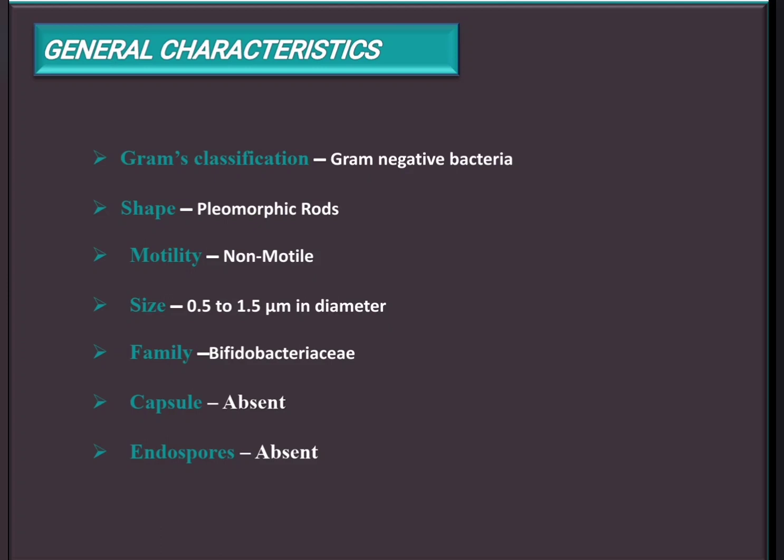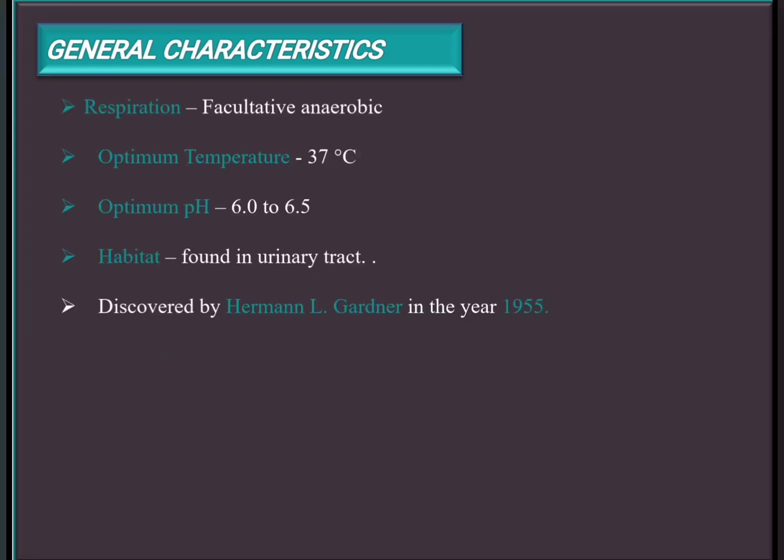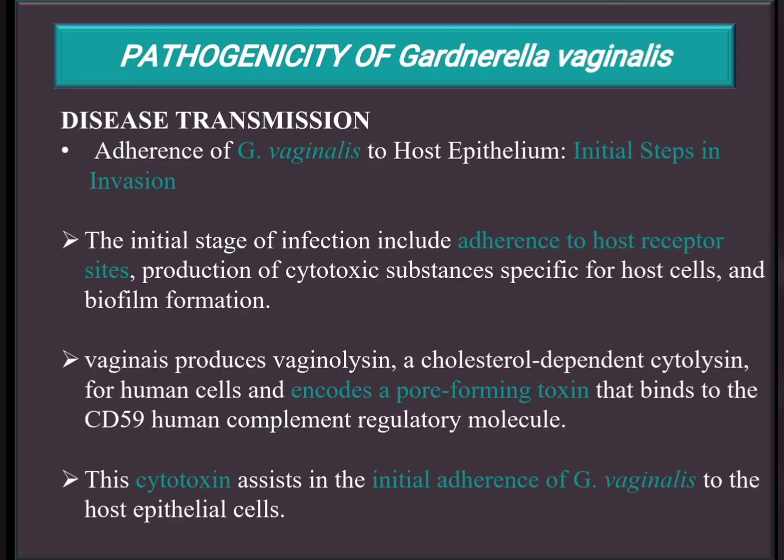General characteristics: Gram's classification, gram-negative bacteria; shape, pleomorphic rod; motility, non-motile; size 0.5 to 1.5 μm in diameter; family Bifidobacteriaceae. Capsule is absent, endospore is also absent. Respiration, facultative anaerobic; optimum temperature 37 degrees Celsius; optimum pH 6 to 6.5; habitat, found in the urinary tract. Discovered by Hermann L. Gardner in the year 1955.